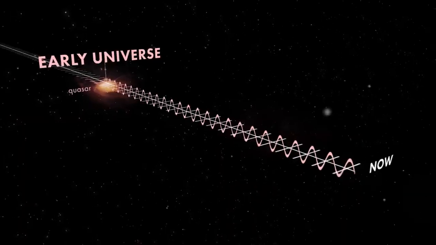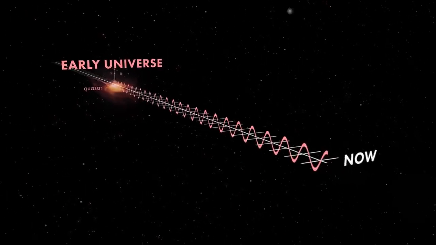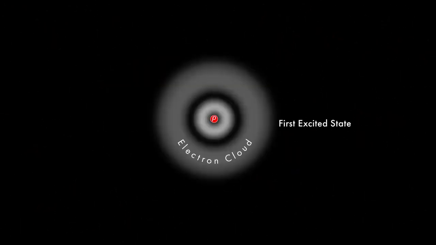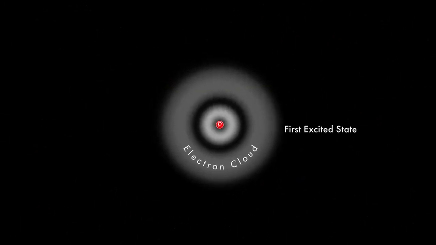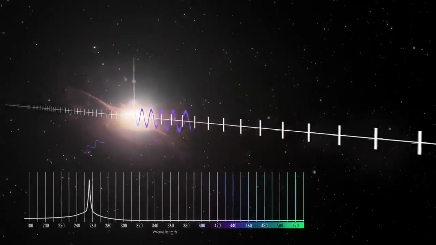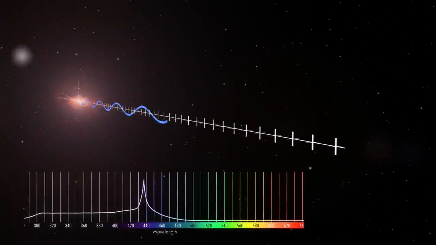And since it is so distant, the light we receive from quasars is heavily redshifted. For example, the light emitted when a hydrogen atom goes from its first excited state to its ground state, the Lyman alpha transition, produces ultraviolet light of around 121.6 nanometers in a lab. But from a quasar, it can be observed as a peak in their spectrum at over 560 nanometers.